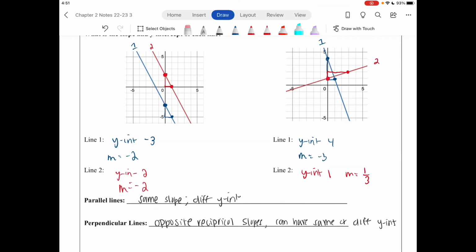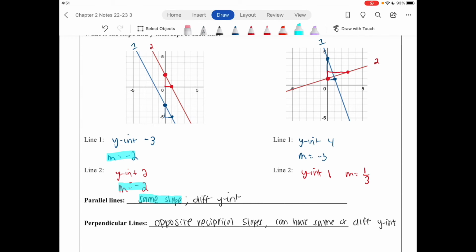When comparing our parallel lines, they both have the same slope. In both cases, they had a slope of -2. However, their y-intercepts were both different. If they had the same y-intercept, then they'd be the same line. So with parallel lines, they always have to have different y-intercepts, and they always have to have the same slope.